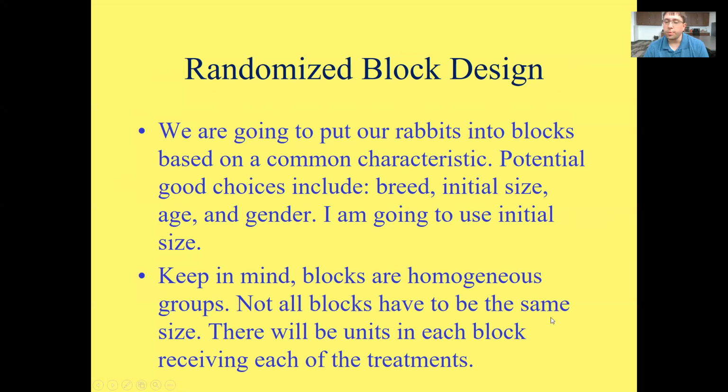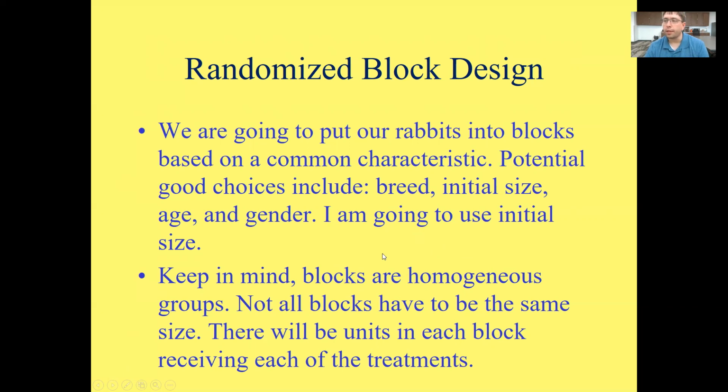The blocks don't have to be the same size. So my rabbits don't have to be split equally, 30-30 down the middle, but it helps. We don't want anything like 5 small rabbits and 55 big rabbits, because then the 5 small rabbits are getting more attention than the 55 big rabbits are. So we do want to keep it fairly balanced, but it doesn't have to be exactly the same. So if you got like 29 or 30, that's fine. And then there will be units in each block receiving each of the treatments.